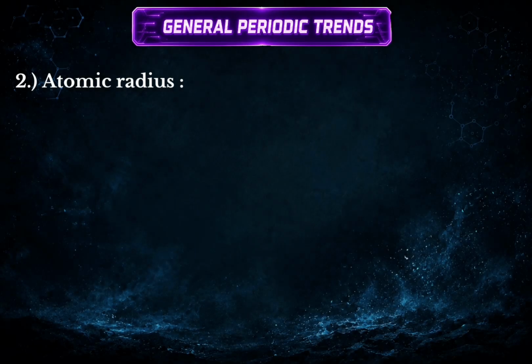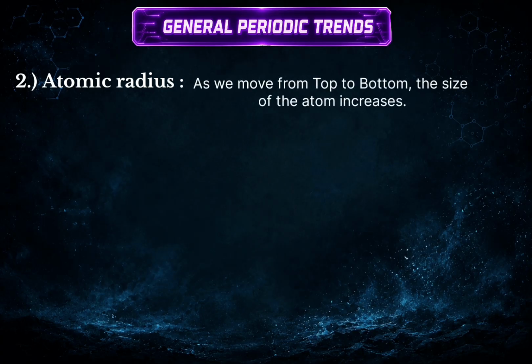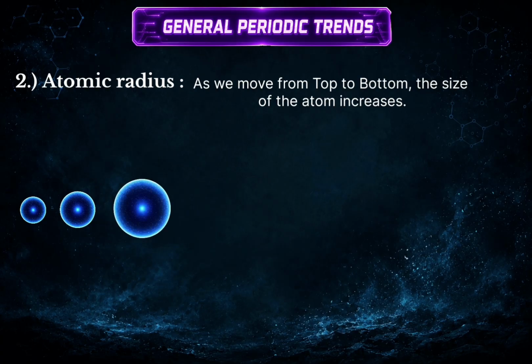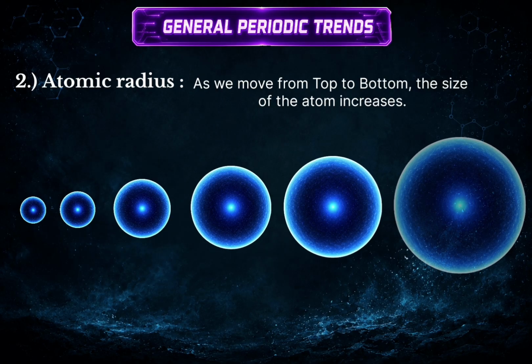Now let's move to atomic radius. As we move from top to bottom, the size of the atom increases. Let's see why. Lithium is the smallest atom in this group. Move one step down to sodium. Sodium is bigger than lithium. Move another step to potassium. Potassium is bigger than sodium. Next comes rubidium, which is even bigger. Then cesium becomes larger. And finally, francium has the largest atomic size in the group. So every time we move one step downward, the next atom becomes larger than the previous one.